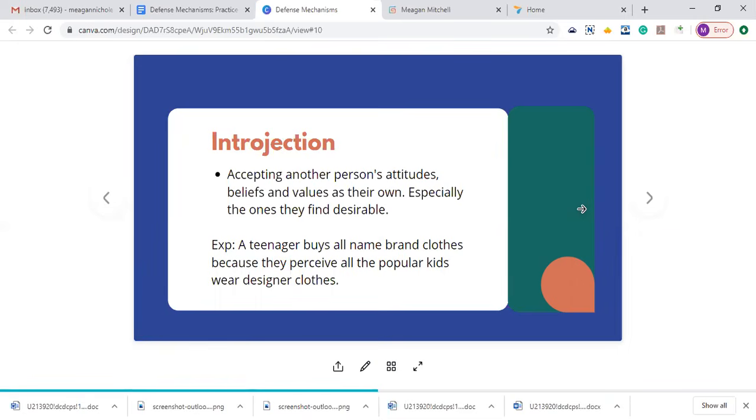Introjection is used a lot in adolescence because you have to remember that's that time of peer pressure and you want to do what your friends are doing. So that makes sense that you would be taking on another person's attitudes or beliefs.